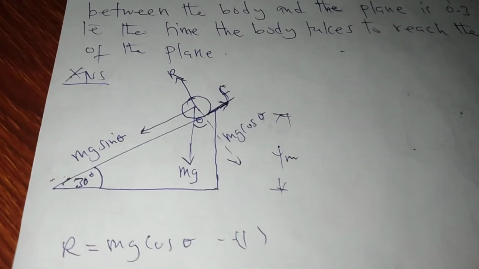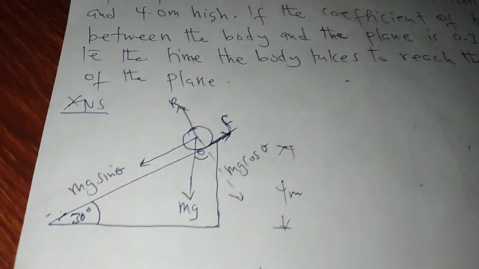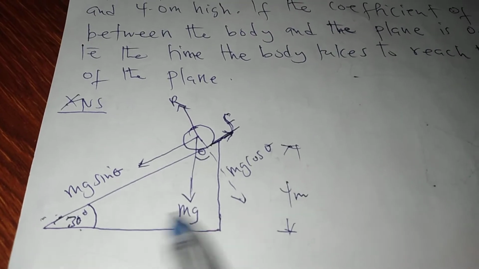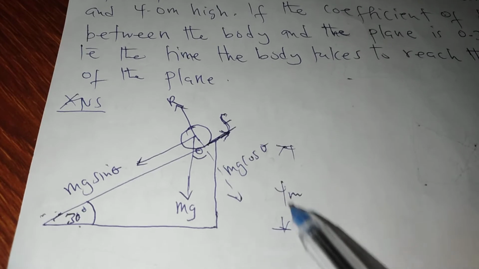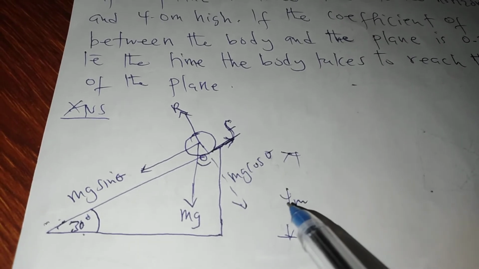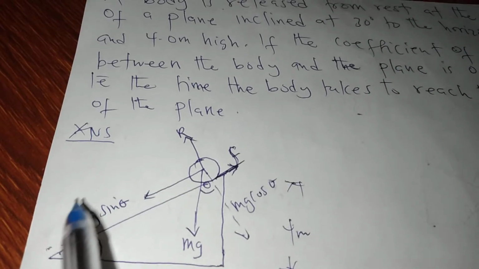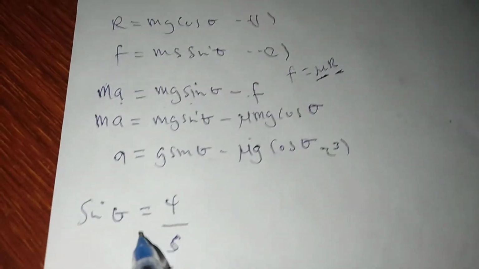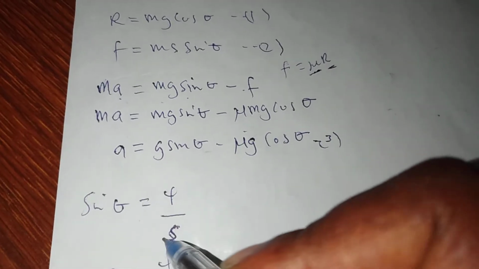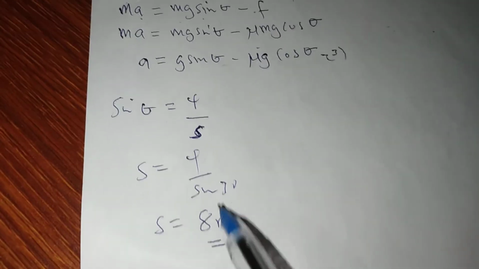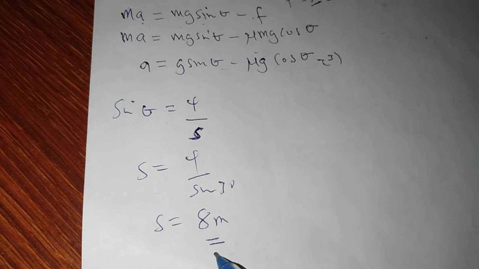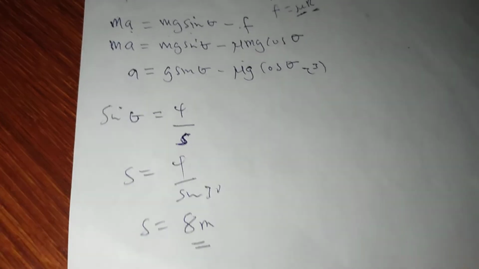Then also, from what has been given, we can say that sine theta, that is sine of 30 degrees, is equal to opposite, which is the height, 4 meters, all over the hypotenuse, which is the distance covered. So we can write sine theta is equal to 4 over s, where s is representing the distance. Therefore, s becomes equal to 4 over sine 30. Then s will be giving us 8 meters.